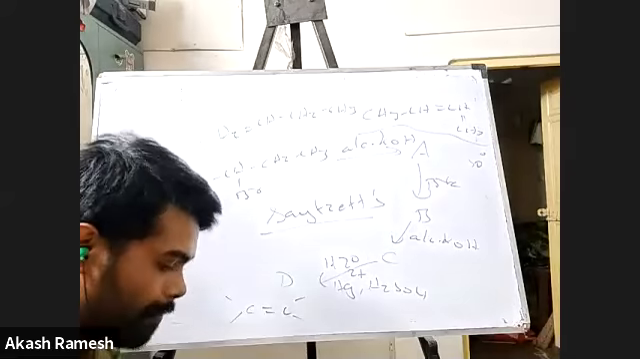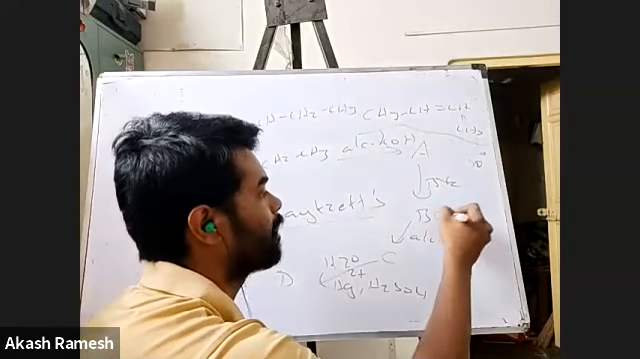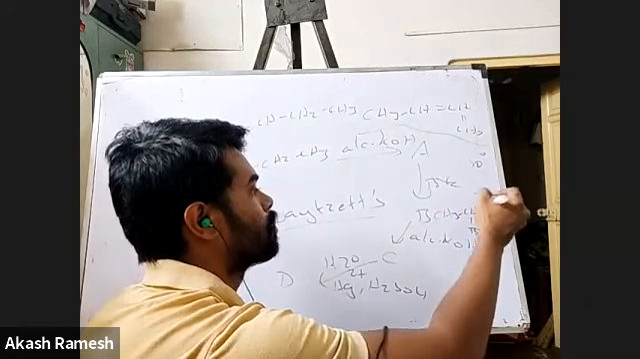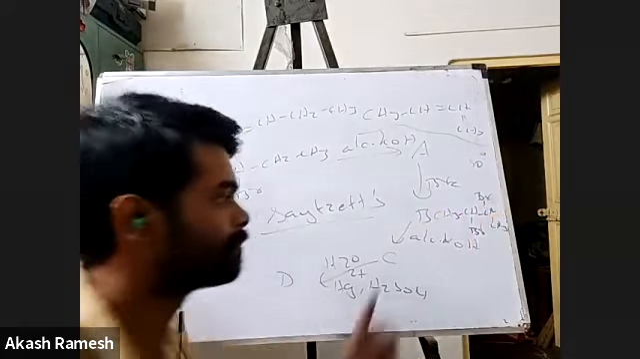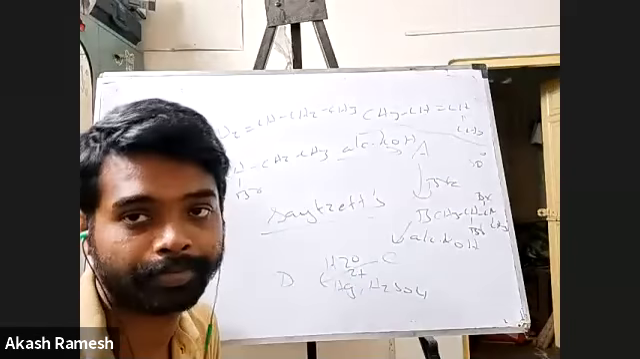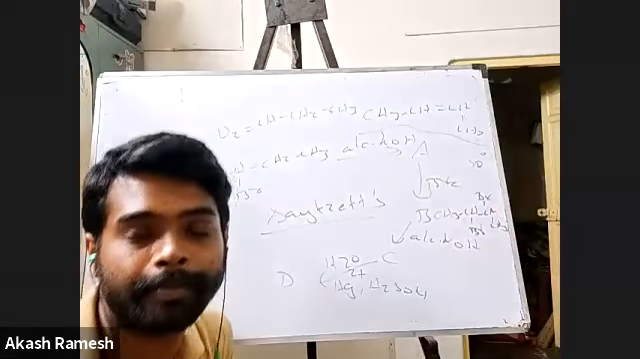So B would have been CH3, CHBr, CHBr, CH3, right? So across the double bond, you add two Brs, right? Okay. Again, alcoholic KOH, what will happen?